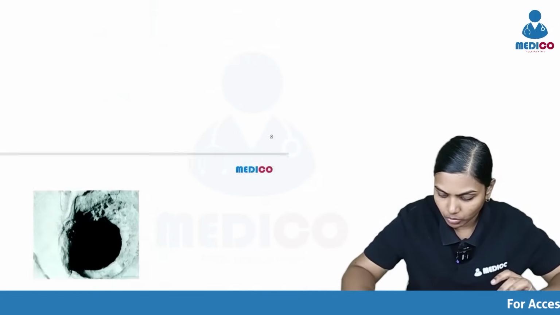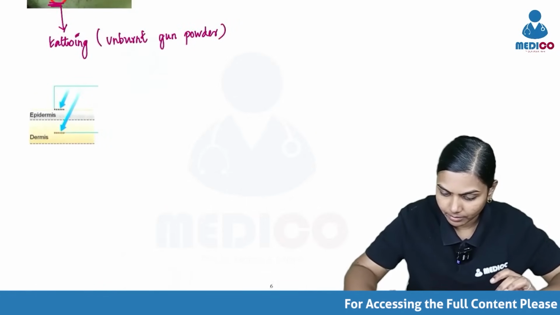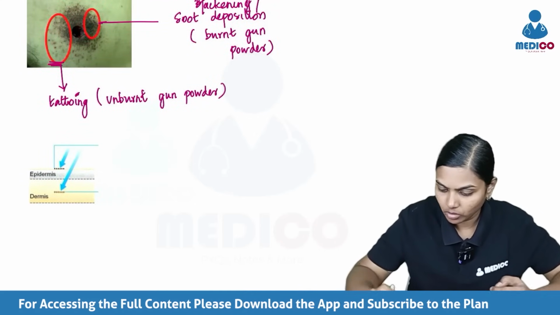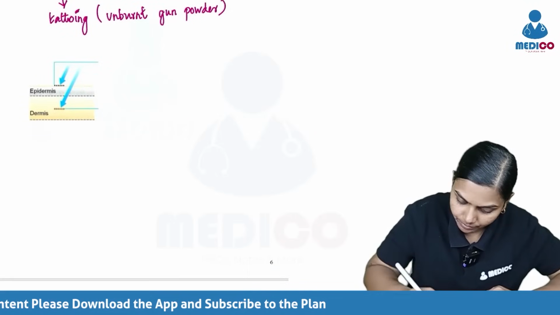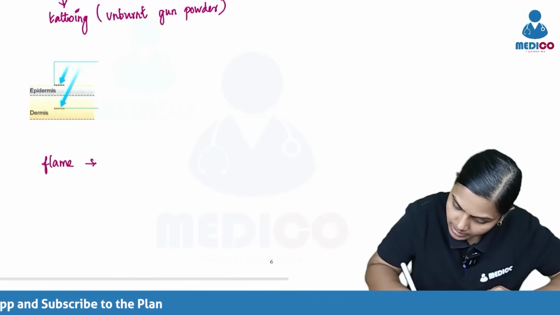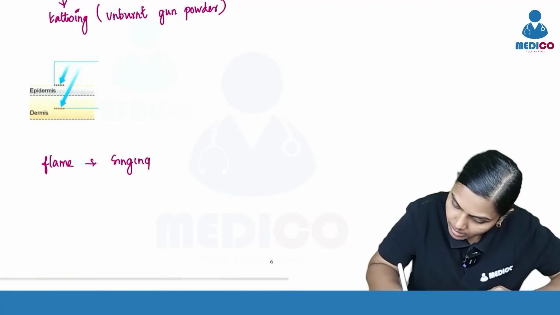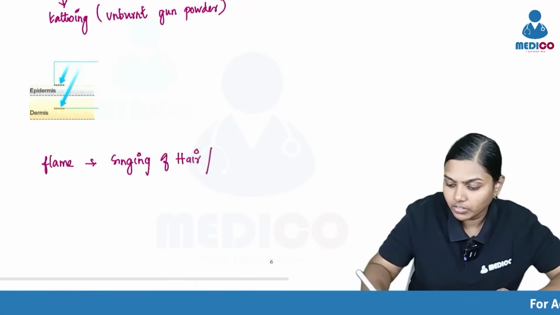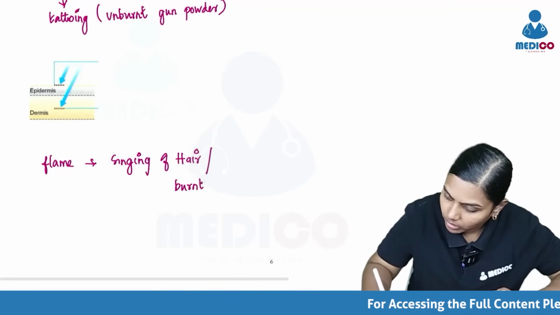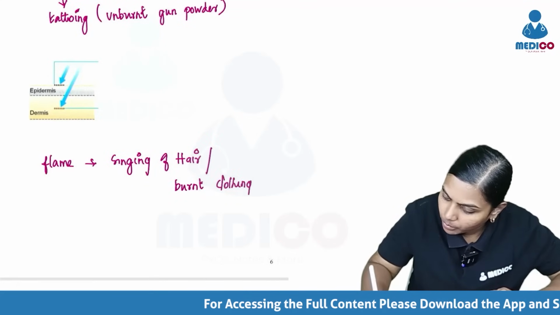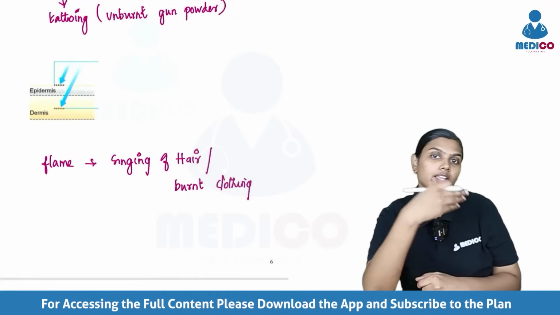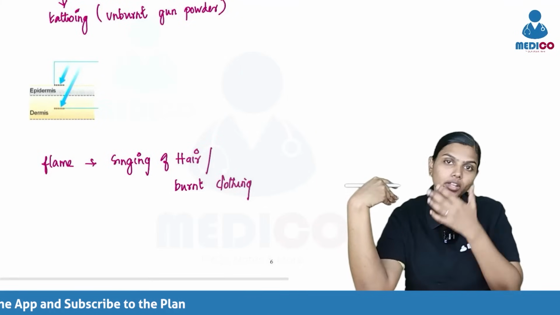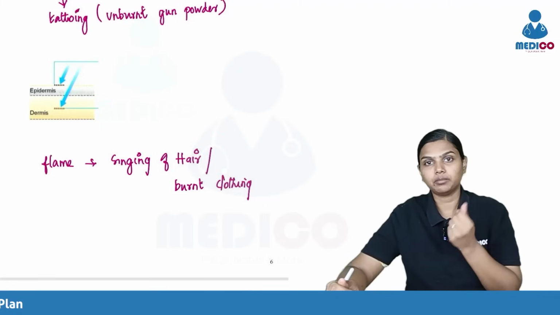So fire will usually cause what? It will cause burn, right? So with flame, you will get to see singeing of hair. If there is hair present, you will get to see singeing of hair. Otherwise, you will get to see burnt clothing, like a burnt hole seen over the clothing. If the gunshot is over a covered area where the body is clothed, you will get to see that burnt clothing.